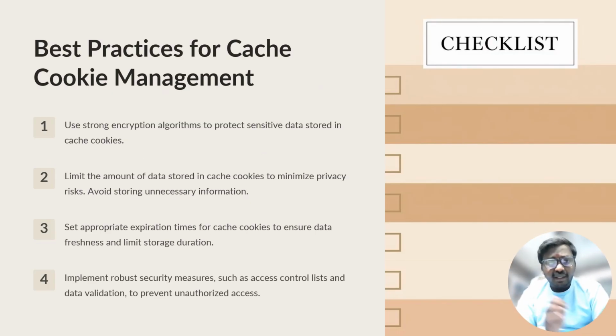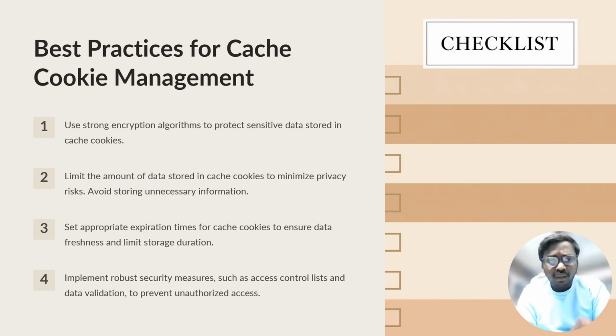Best practices for cache cookie management. Use strong encryption algorithms to protect sensitive data stored in cache cookies. Limit the amount of data stored in cache cookies to minimize privacy risk. Avoid storing unnecessary information. Set appropriate expiration times for cache cookies to ensure data freshness and limit storage duration. Implement robust security measures such as access control lists and data validation to prevent unauthorized access.